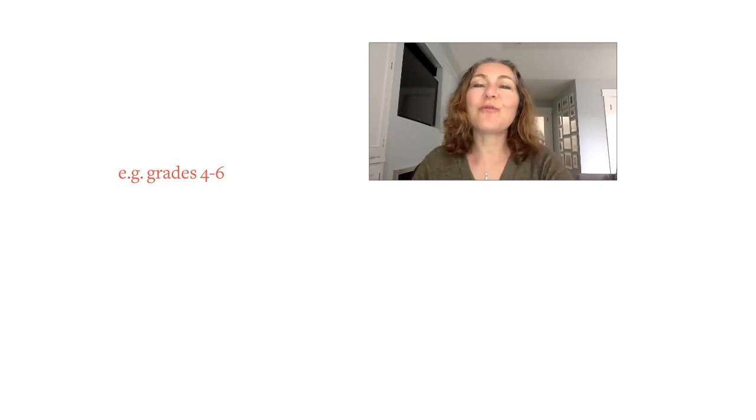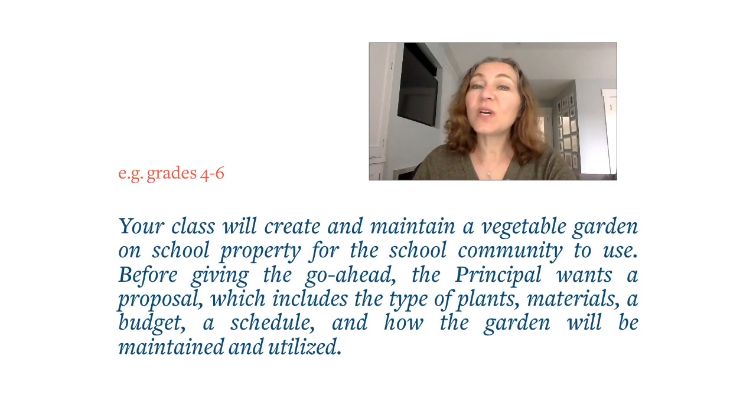2 problems for grades 4 to 6. Your class will create and maintain a vegetable garden on school property for the school community to use. Before giving the go-ahead, the principal wants a proposal which includes the type of plants, materials, a budget, a schedule, and how the garden will be maintained and utilized. The requirements for this are listed in the problem itself, but you can remove them so the students must determine what comprises a proposal. The students will also need to understand the environmental conditions of their school property, the growth potential of different plants, and the stakeholders.